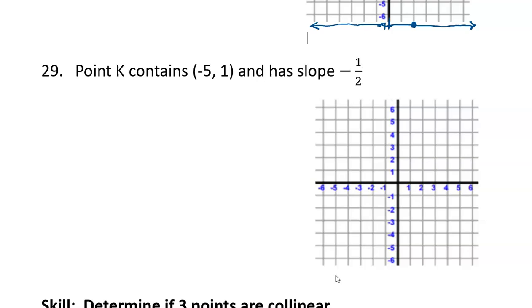Number 29. As I look at this question, I notice a typo. Maybe you picked up on it earlier. This should say, a line contains point K, which has the ordered pair (-5, 1).